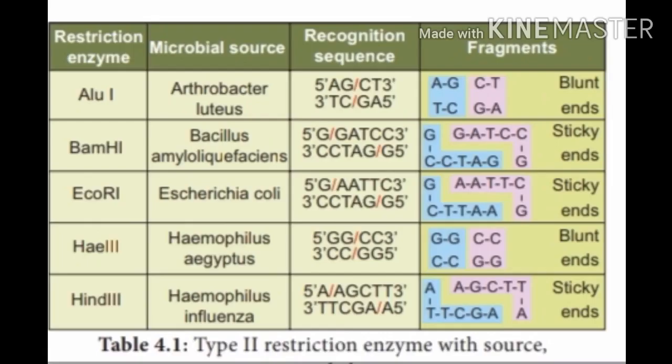Here is a tabular column given, 4.1. In that, the third row you see E. coli, that is E. coli restriction enzyme. Microbial source is Escherichia coli, that is E. coli. The recognition sequences are GAATTC and CCTAAG. So this is the region. How it does is cutting by sticky end.